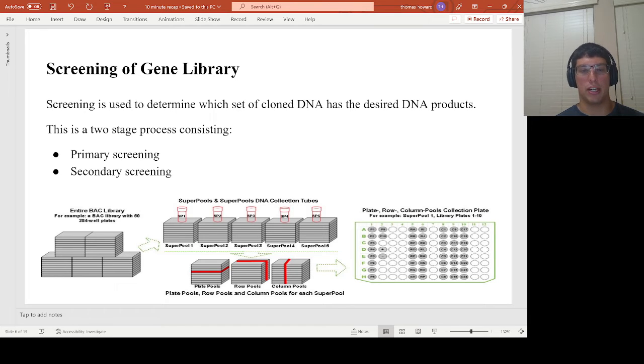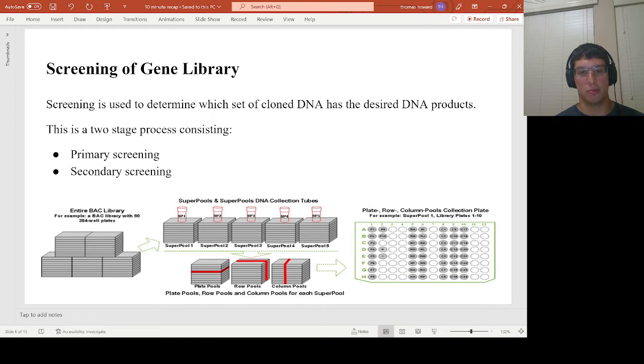After that plate was found, we could move on into the secondary screening, which is similar to the primary screening, but rather than going plate by plate or master plate by master plate, we would go row by row or column by column in the master plate to finally find the row or column that contains our gene of interest. We would also be examining the products using PCR, and then once the row or column was found, we could eventually go down and find the actual well with our gene of interest.